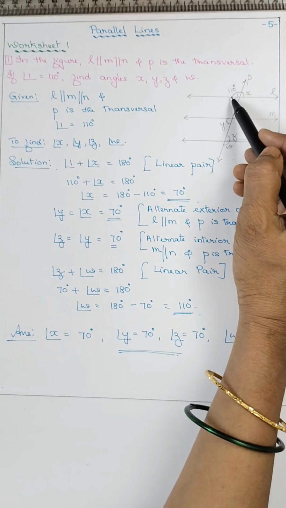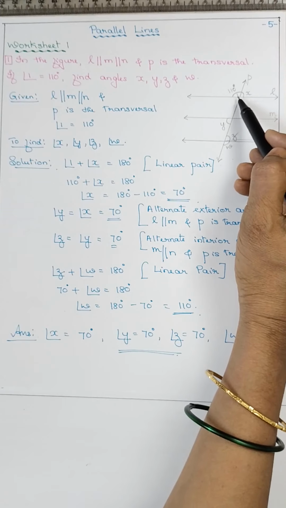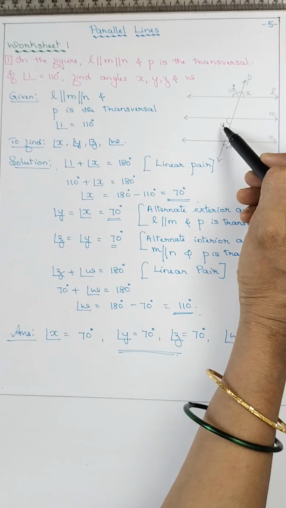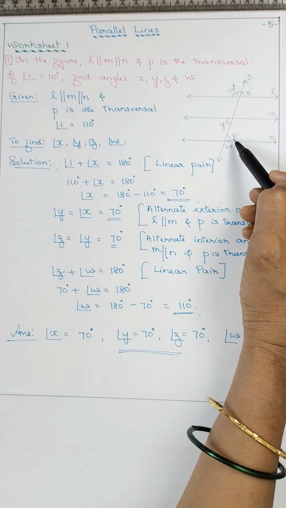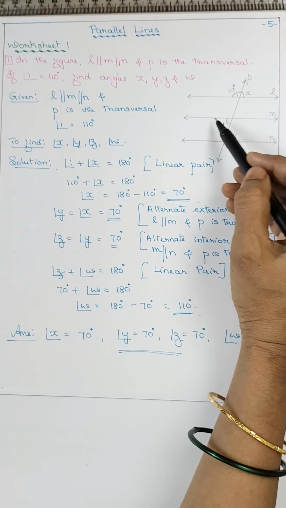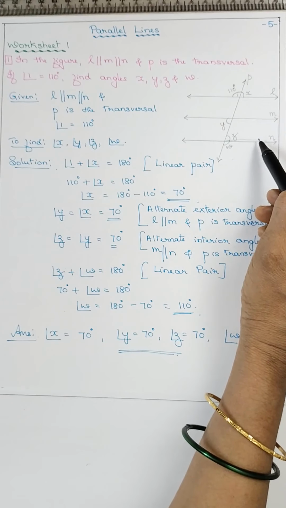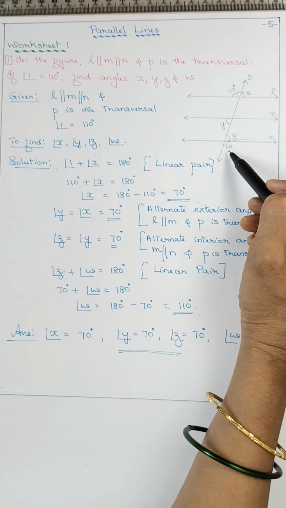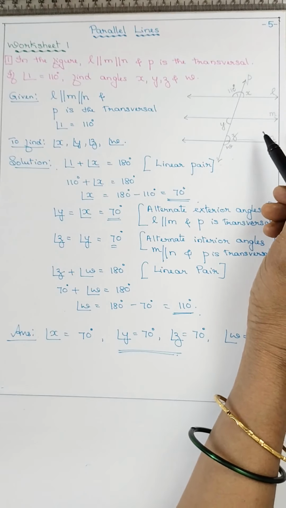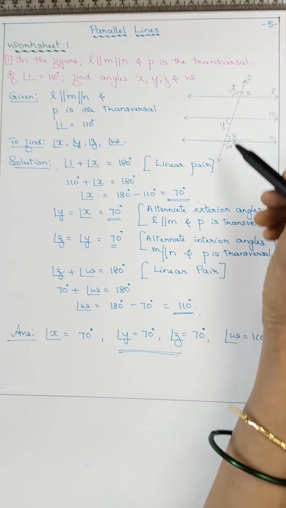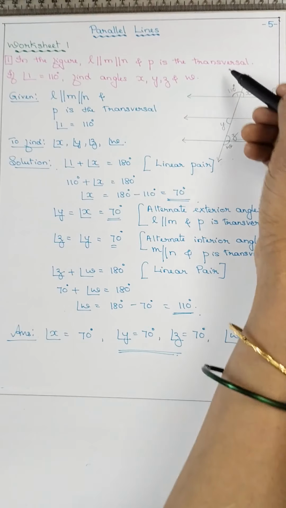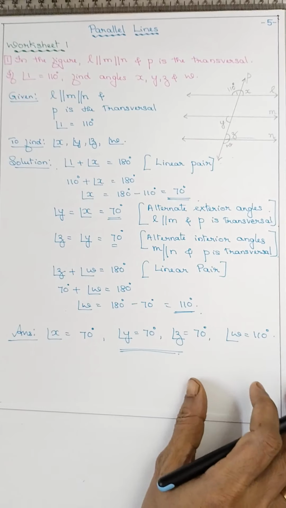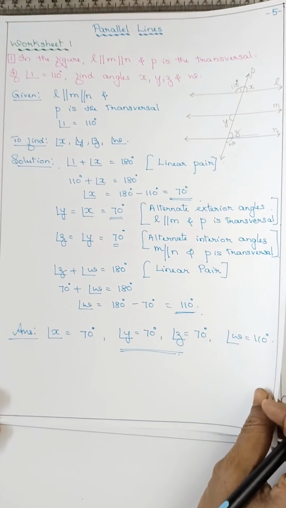First you got X, angle 1 plus X is 180, that is linear pair. So X is equal to Y. Now Y is equal to Z. Why? Because they form the alternate interior. Then Z plus W is a linear pair, or W is equal to 1 because it is alternate exterior. So that was question number 1.